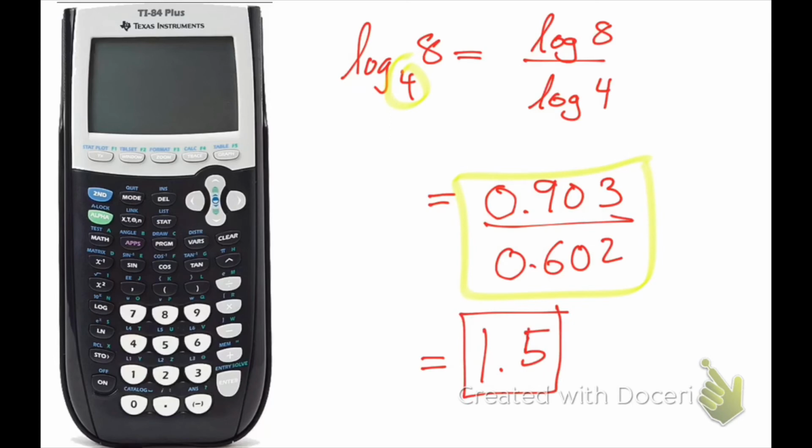And that's your answer. Now you could also go log of 8 and then divided by log of 4. But make sure you're using the parentheses when necessary. If you do, just don't mess up the order of operations.